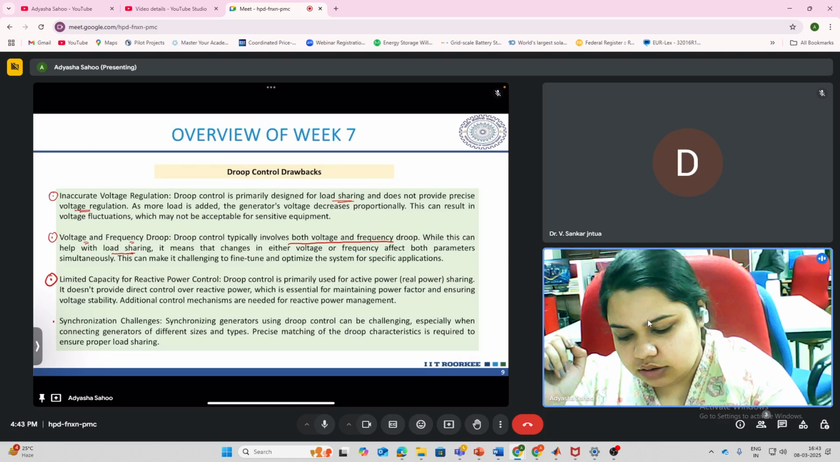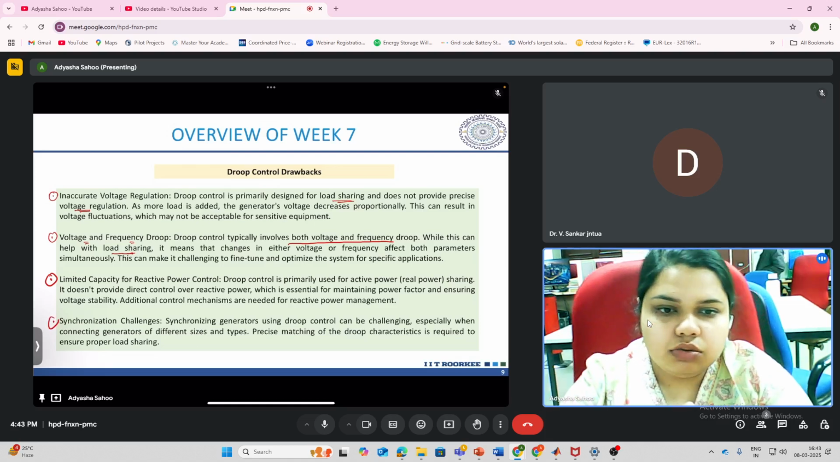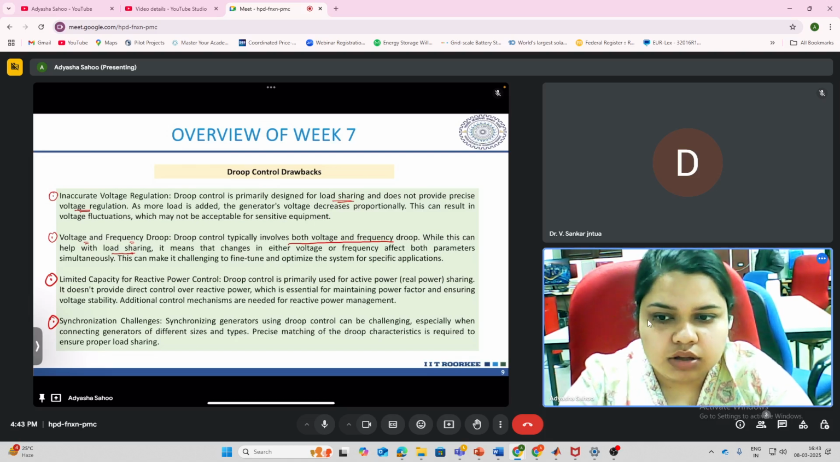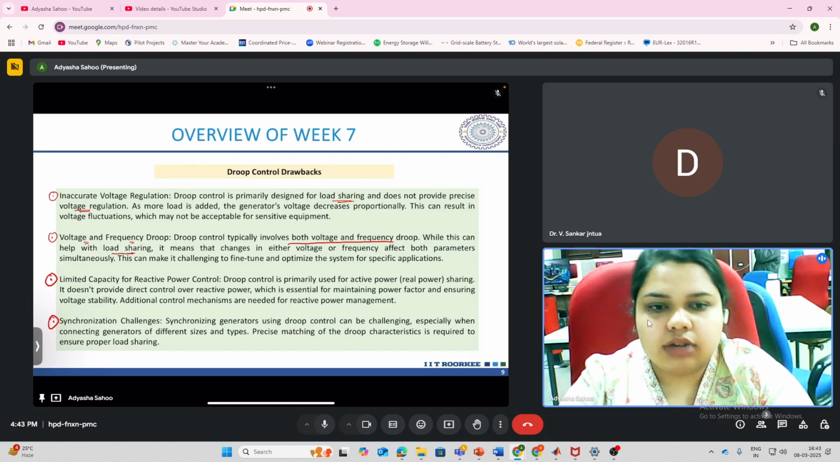Now, synchronization challenge. Since you do not have generators with the same ratings or the same make within the system, different generators have different sizes and different types. So matching this droop coefficient R to ensure proper voltage regulation or frequency regulation is also a challenge.